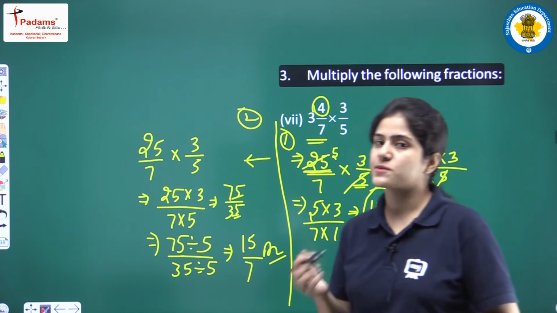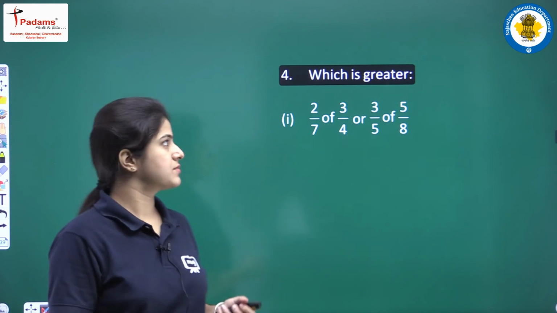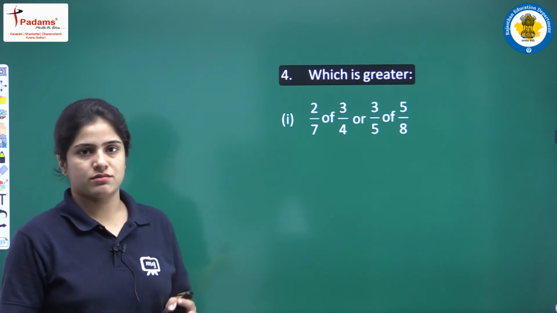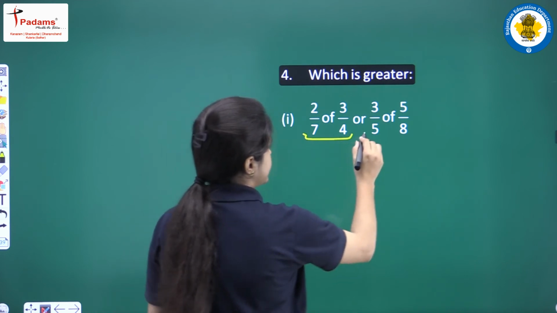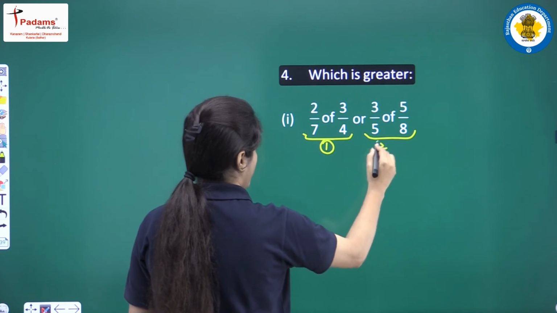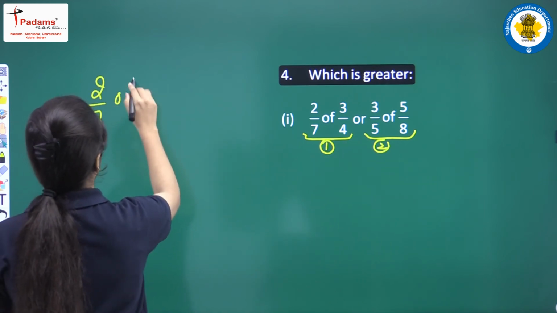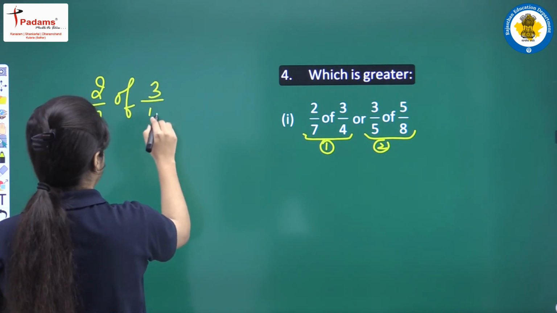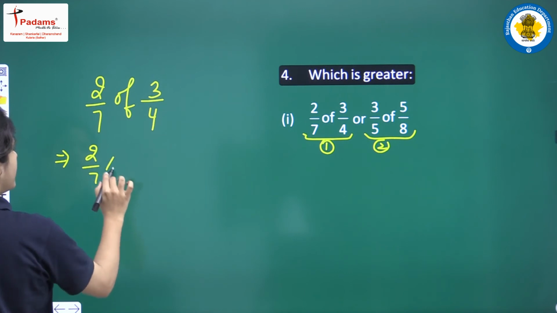So, let us move to the next question, students, that we are going to discuss, that is question number 4. Which is greater? Is this one greater or is this one greater? We will separately find out these two things. This is 1 and this is 2. For example, 2 upon 7 of 3 upon 4. This is 2 upon 7 into 3 upon 4.